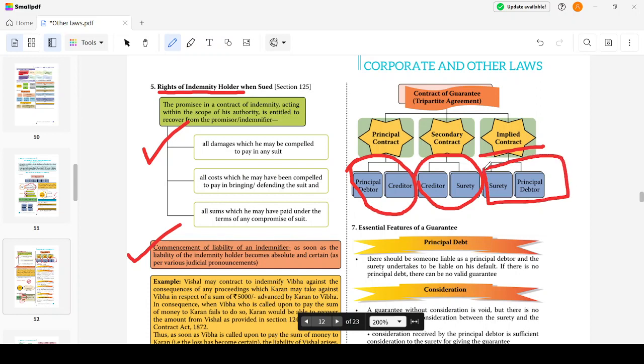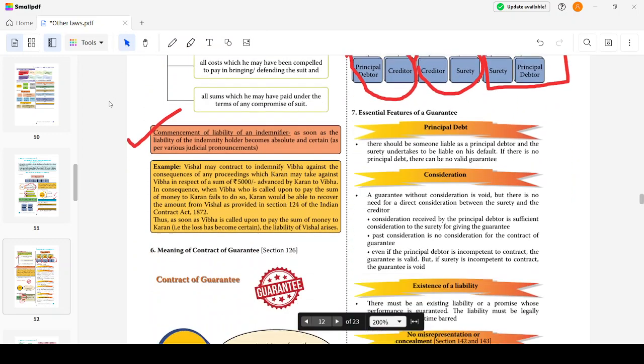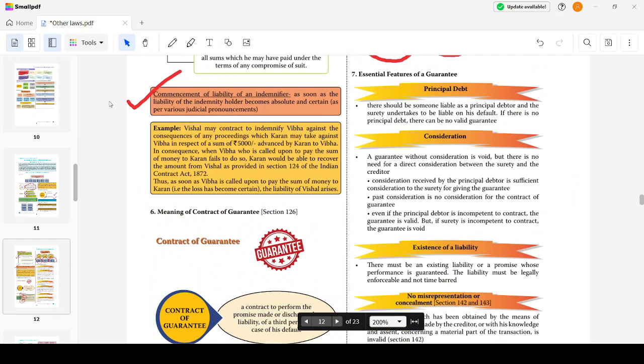So the principal contract is between the principal debtor and the creditor, that is me and the bank. The secondary contract is between you and the bank, and the implied contract is between you and me. What are the essential features of a guarantee? Principal debt: there should be some borrowing which has been made. That is the principal debt.